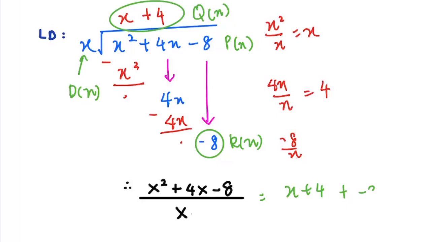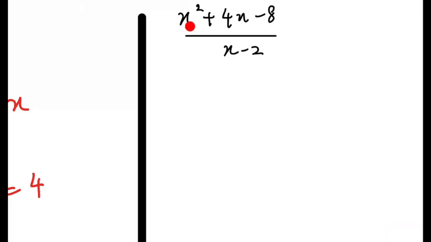plus remainder over divisor. So this is the final answer after you have done the long division. Now let's try to divide this question here, x squared plus 4x minus 8 over x minus 2. So first of all, let's write this.